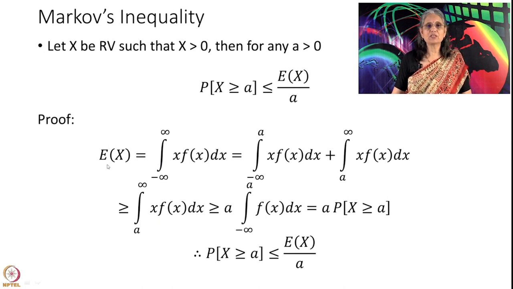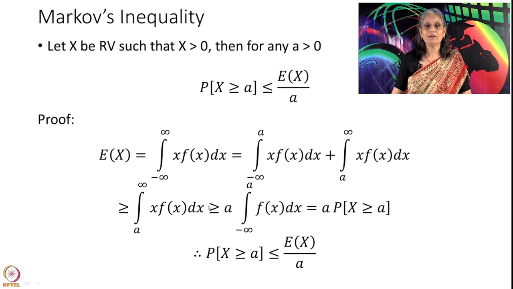The proof is very simple. The expected value of x is the integral from minus infinity to infinity of x f(x) dx. So, you can break the integral into minus infinity to a and a to infinity, which is fine. Now, because all the quantities are positive here, each of these summands is positive. Therefore, if you drop one of the quantities, it will be smaller than the given quantity, the expected value of x. So, you get that the expected value of x is larger than the integral from a to infinity of x f(x) dx. Now, here you are considering all values of x which are larger than a, and therefore, if you replace x by a, the quantity becomes further smaller.